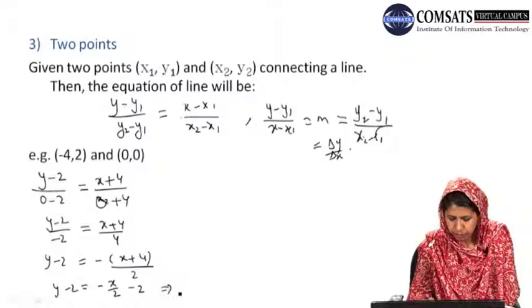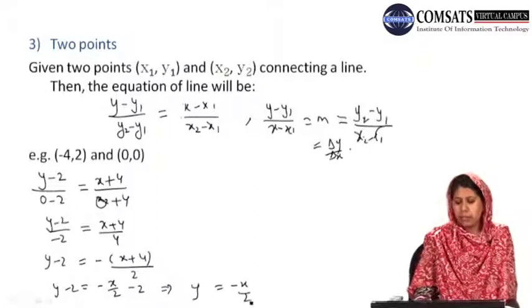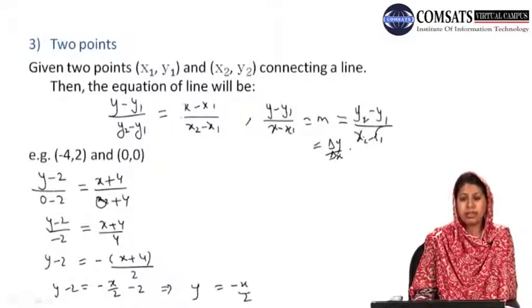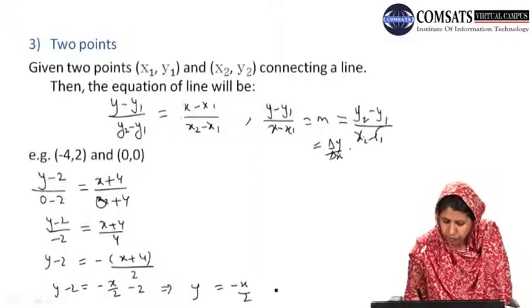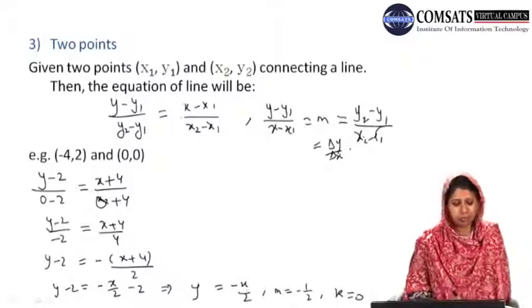And what do we get? Basically y is equals to minus x by 2 is the equation of a line passing through the origin. So the y-intercept is at the origin and the slope is minus 1 by 2. Okay, what do we get? M is minus 1 by 2 and k is 0.